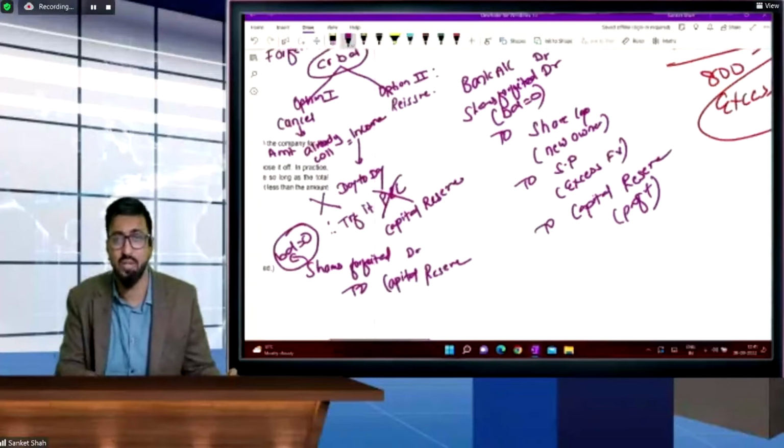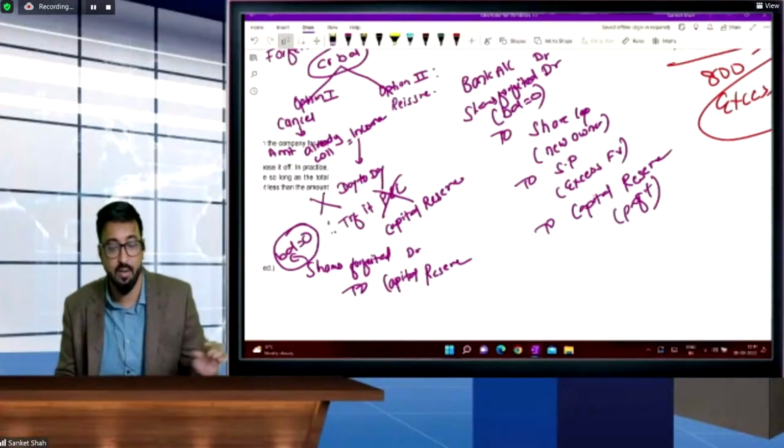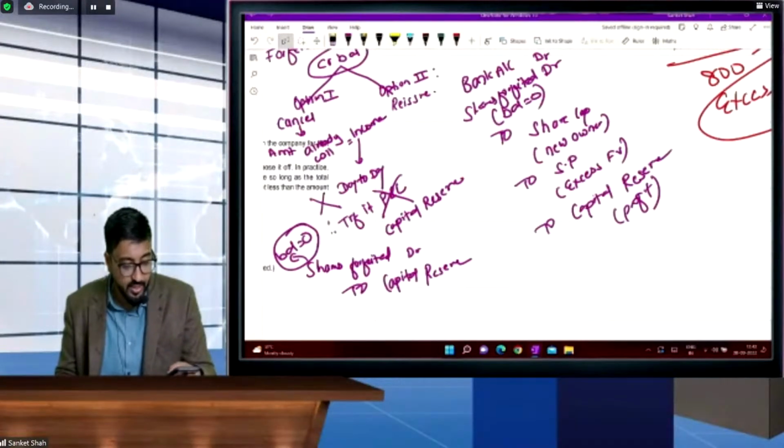I will give you some examples so you will find it easy. Bank account debit, remember this entry. Bank account debit, shares forfeited account debit, to share capital, to securities premium, to capital reserve. Is it easy?